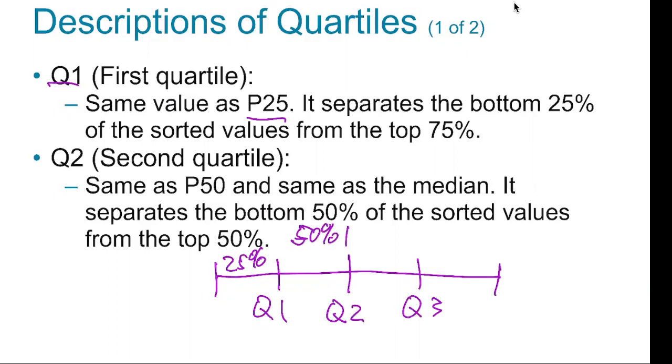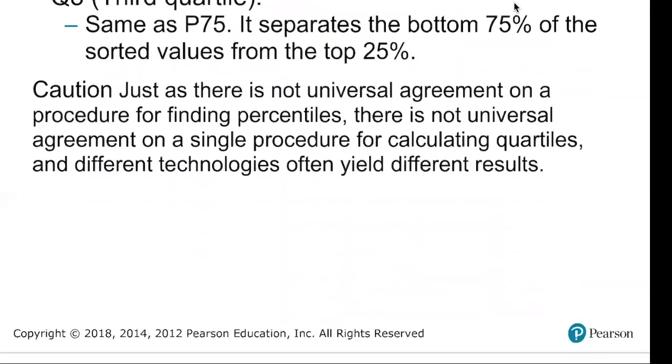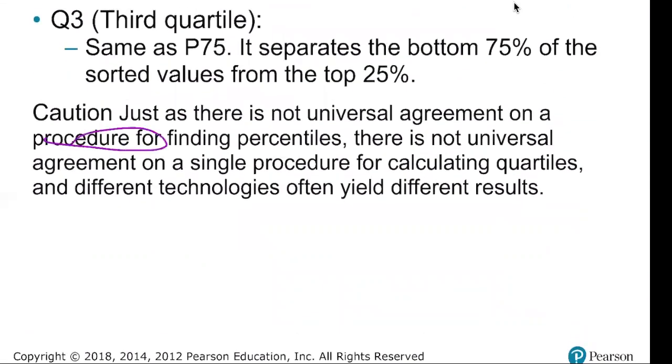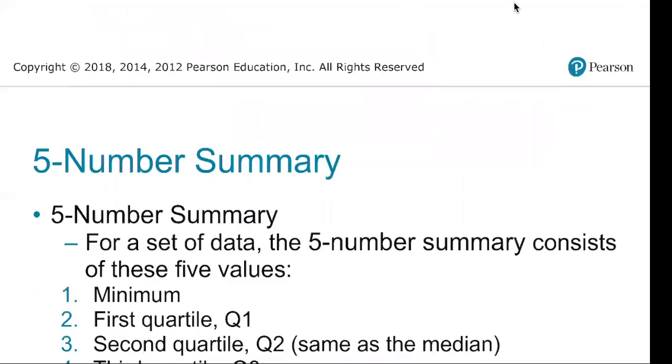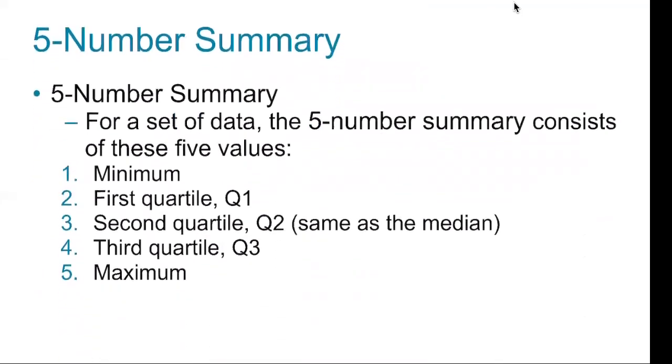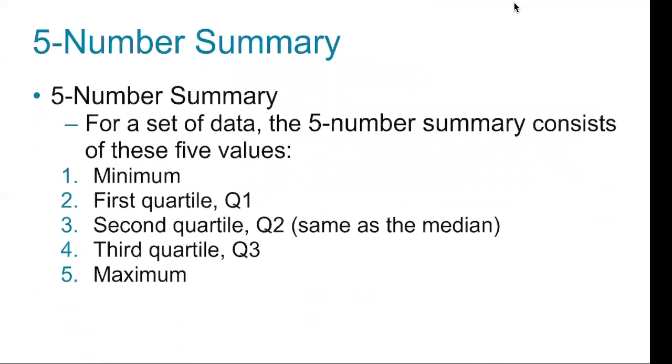What's another name for quartile 2? Quick. It's the median. Now, there's no agreement on how to find percentiles or how to find quartiles. I'll do percentiles with z-scores later. I'm going to find quartiles the exact same way that I find a median. So we're going to find a 5-number summary, then we're going to build what's called a box plot.